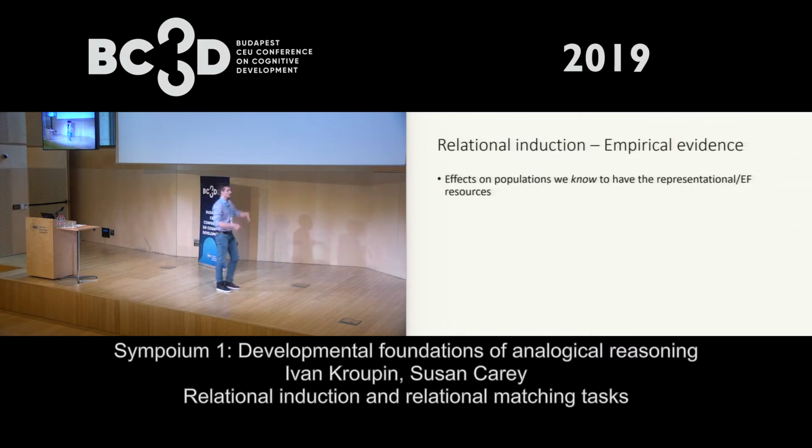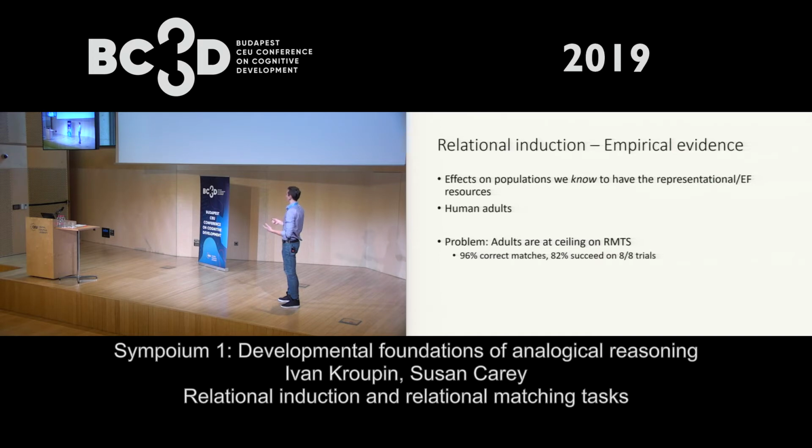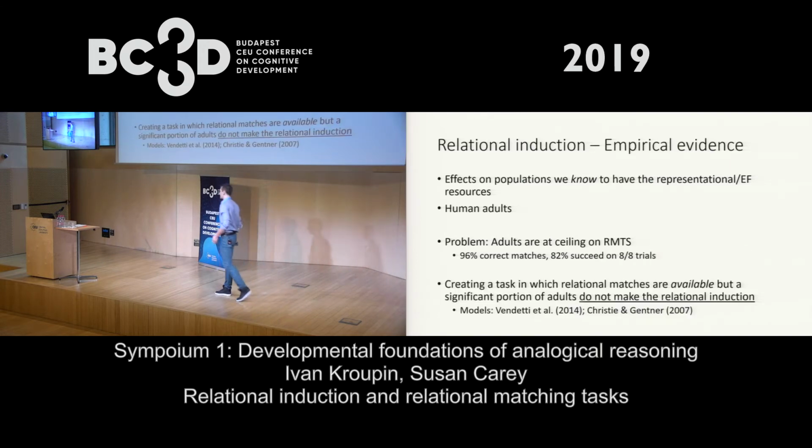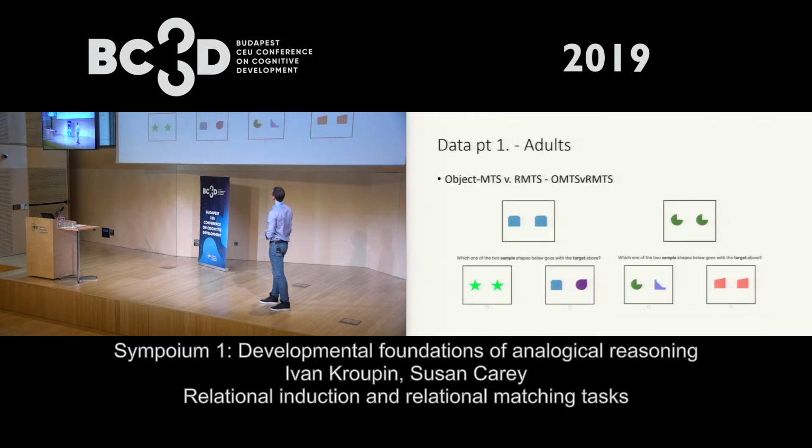So what population do we know can make relational matches? Well, we can. In fact, we're so good at it, it's a little bit problematic for this study, because adults are at ceiling at relational match to sample. Hopefully this isn't surprising to anybody. So what we need is a task in which relational matches are available for adults, but not all adults choose these relational matches. This is the position that we hypothesize the crows, the birds and potentially young kids to be in: they can make these relational matches, but choose to match on a different basis. So how do we do this? Well, we generated a task that we refer to as object match to sample versus relational match to sample. The structure is the same as normal relational match to sample, but now it's ambiguous. We've got a match on the relation same versus a partial object match, right?